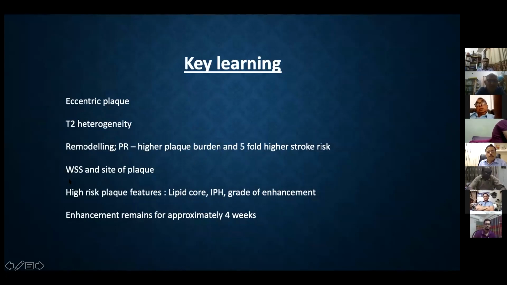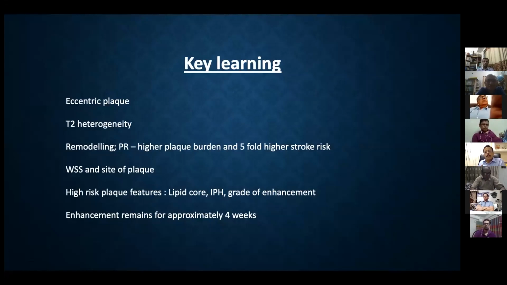We have seen by site of plaque, we can discuss the risk of stroke. High-risk plaque features include having a lipid core, intraplaque hemorrhage, and grade of enhancement, and this enhancement remains for 4 weeks. So sometimes there's a confusion with vasculitis. After 4 weeks, the plaque usually stops enhancing, but in vasculitis, the contrast enhancement remains for a long while.